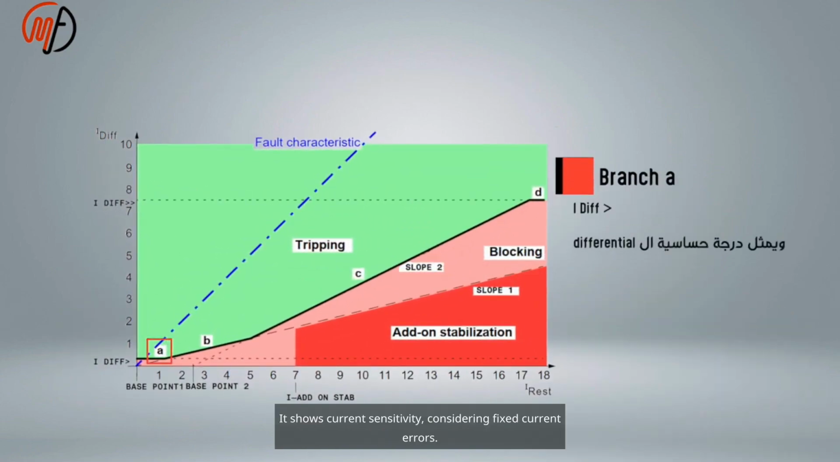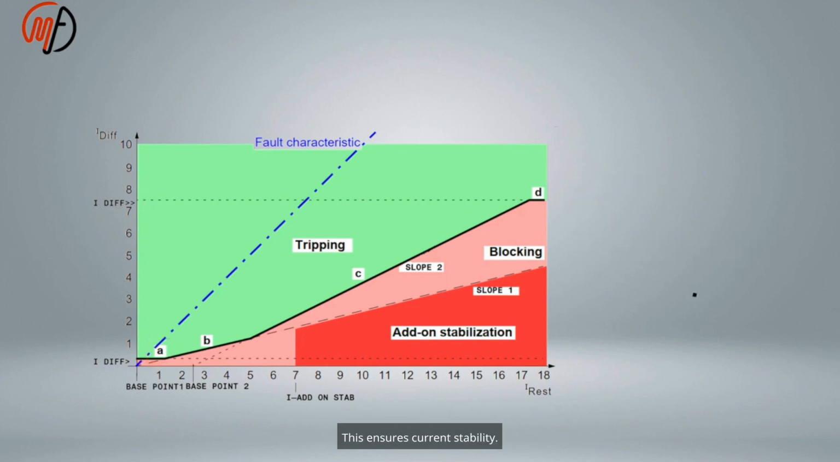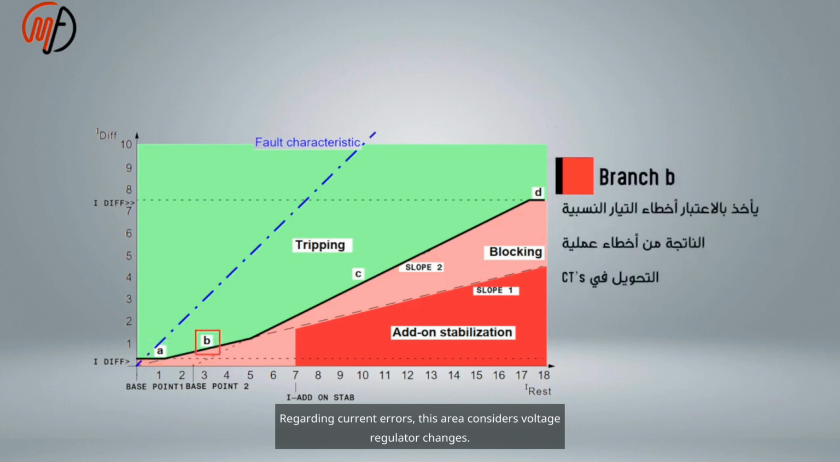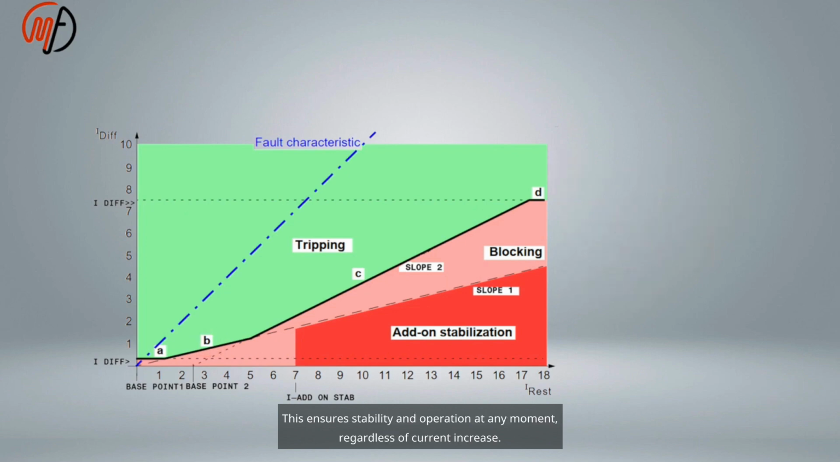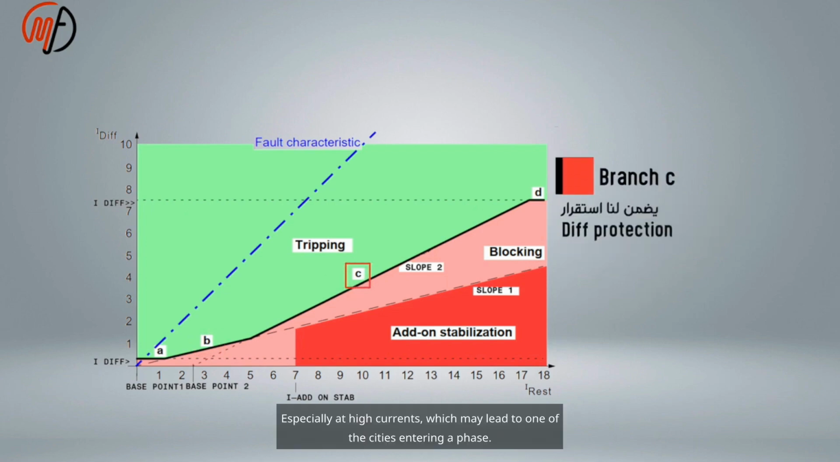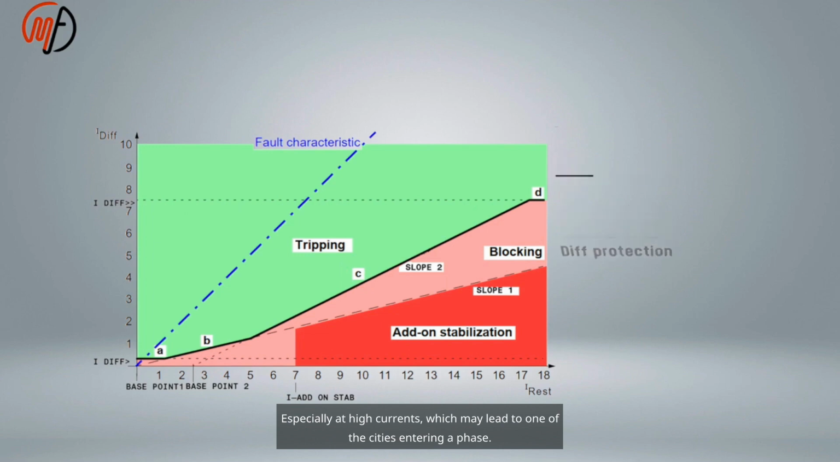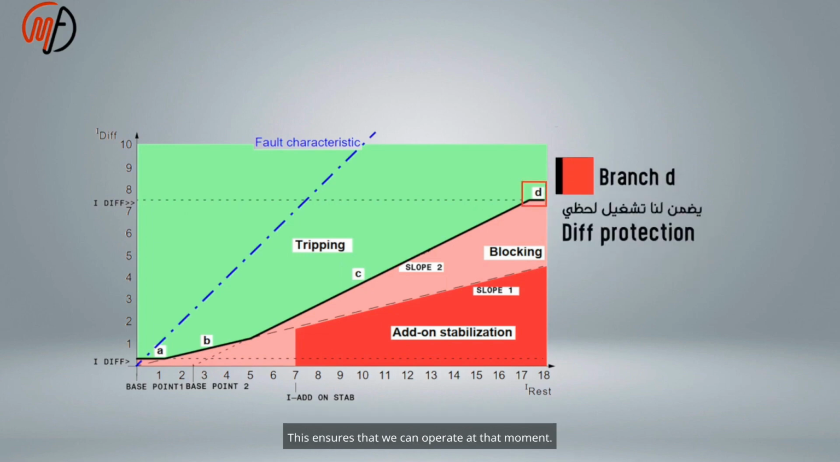It shows current sensitivity, considering fixed current errors and relative current errors from conversion, voltage, and current. This area considers current errors from voltage regulator changes. This ensures current stability at high currents, ensuring operation at that moment. This area also considers current errors from voltage regulator changes. This ensures stability and operation at any moment, regardless of the current increase, especially at high currents.